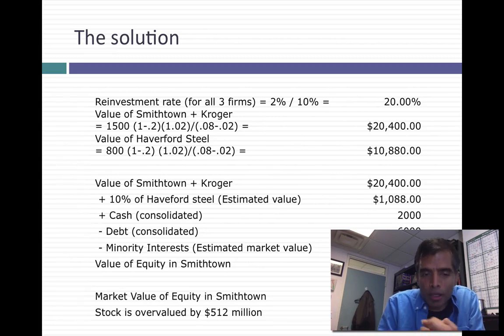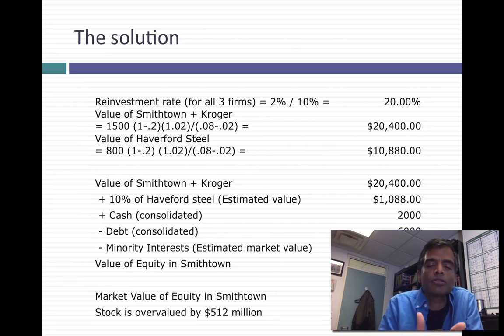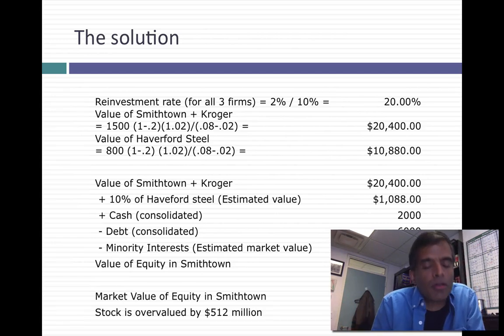In the denominator for the consolidated company, I use the 0.8, which is the cost of capital for every firm in here, minus 0.02, which is a growth rate for every firm. I get $20.4 billion. You know what I've just valued? That's a combined value of Smithdown and Kroger, because I've used the consolidated financials to do the valuation. I do the valuation of Haverford Steel. This is a minority holding, so that's not in that consolidated statement, because income from minority holding shows up below the operating income line. I take the operating income, take out the same reinvestment rate, same growth rate, cost of capital. I get a value for Haverford Steel of $10.88 billion. I've got everything I need.